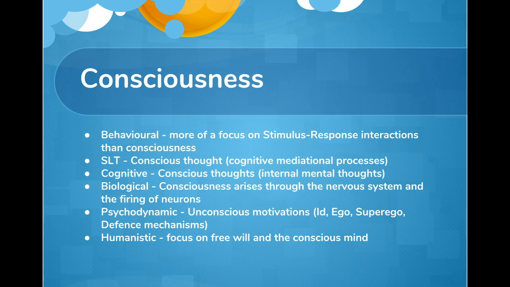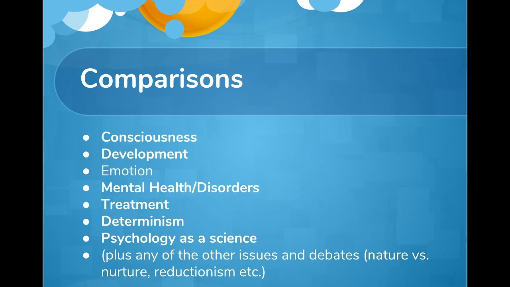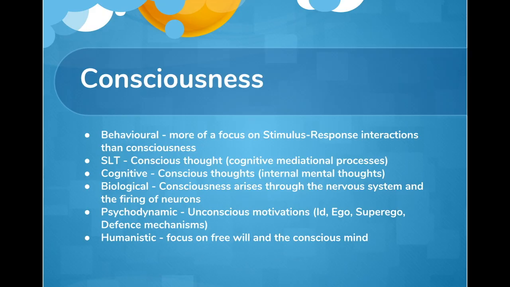So what you might get is a question: outline X approach and compare X approach with another approach, Y approach. What you would need to do is pick certain comparative points, any of those mentioned plus any more, and then say how each approach comes down on either side of that debate. So obviously you'd be able to compare, say, the behaviourist approach with the biological approach.